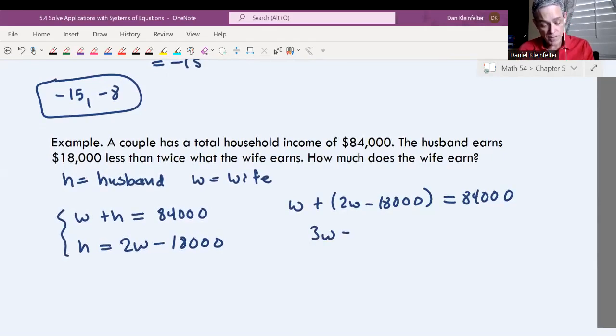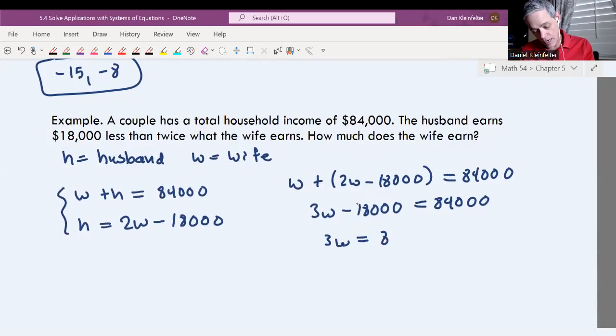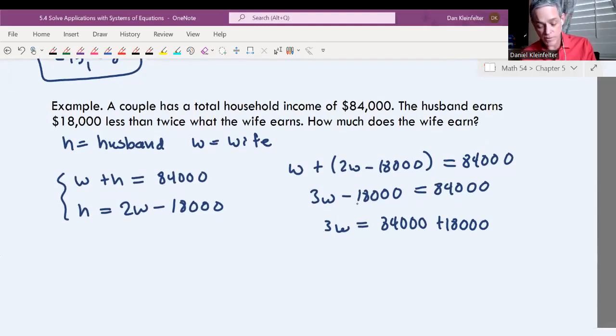So we have 3w minus 18,000 is 84,000. And then next we'll add 18,000 to both sides. So we'll have w is 80,000 plus 18,000. That's a lot of zeros. Okay, so 84 plus 10 is 94. 94 plus 8 is 104, but take away 2, looks like 102,000.